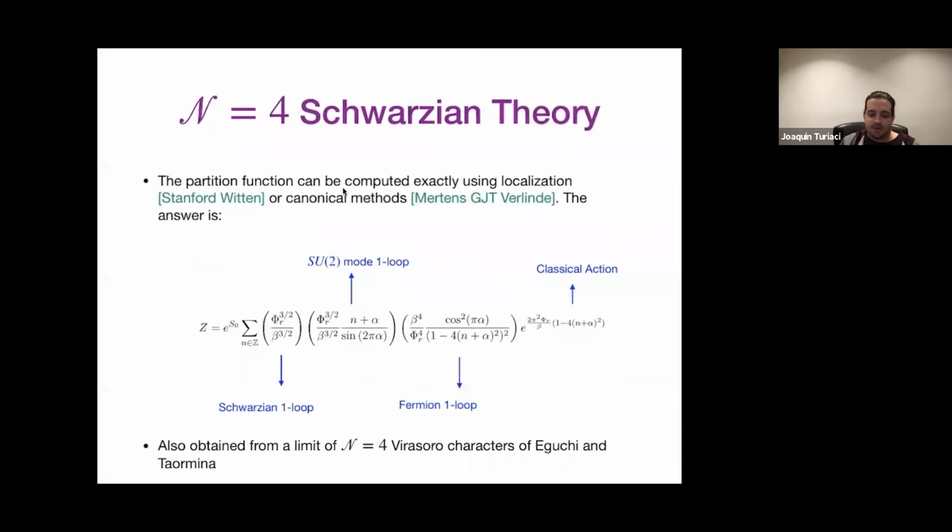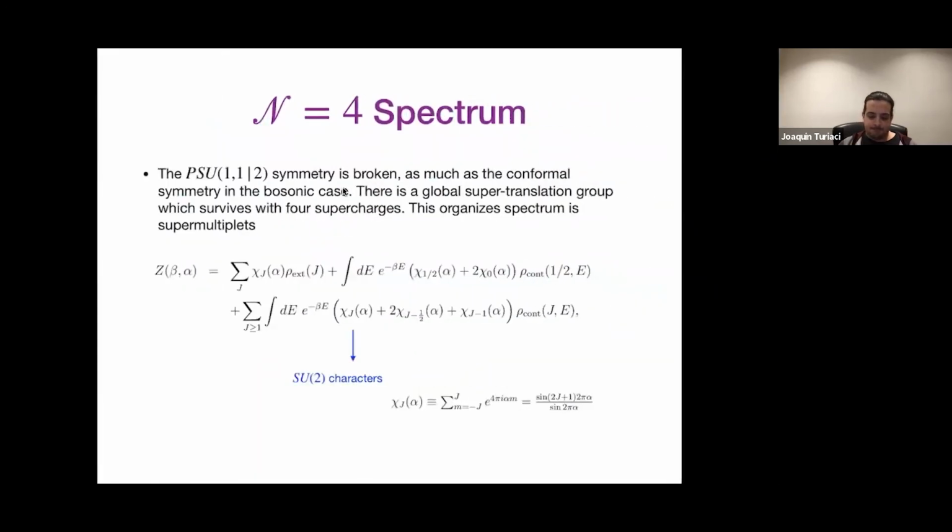Well, first we would like to know what we want to expand in and also how we are going to do it. So this is the way you should expect to expand this ugly function that I just showed you. First of all, you should expand the dependence on the chemical potential in SU2 characters, which are these objects here. They are defined by this expression, and they come from summing over states with different J3 in the same representation of SU2. It's very natural. And then you should integrate over energies.